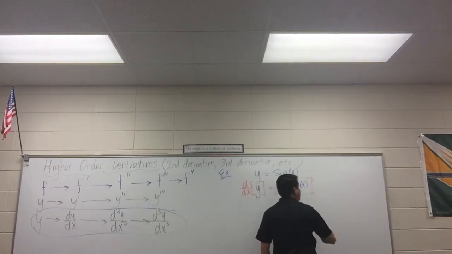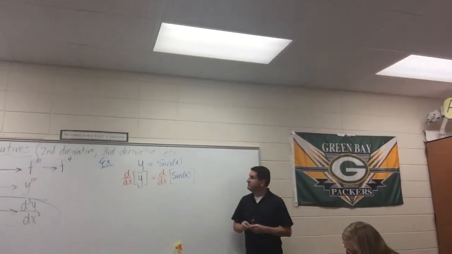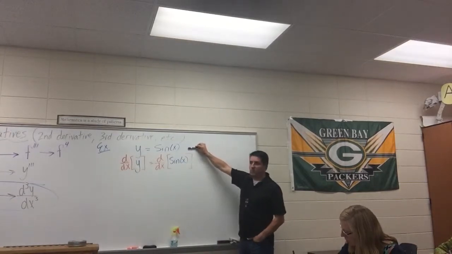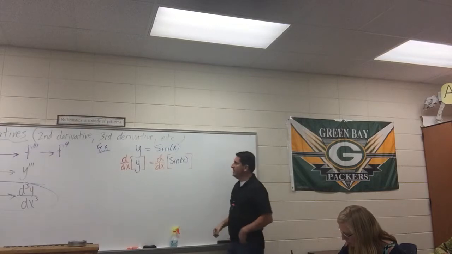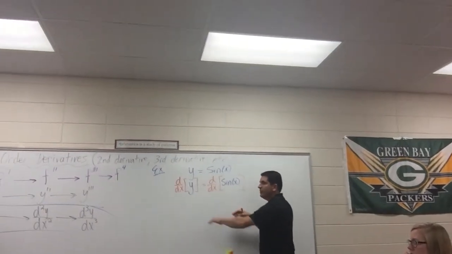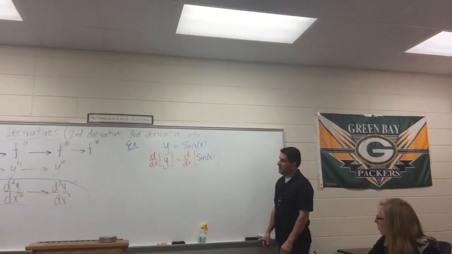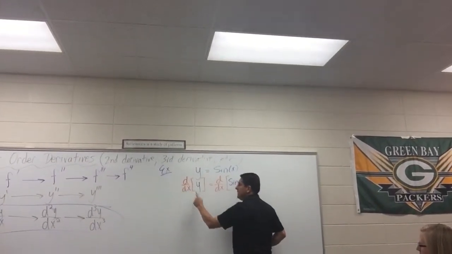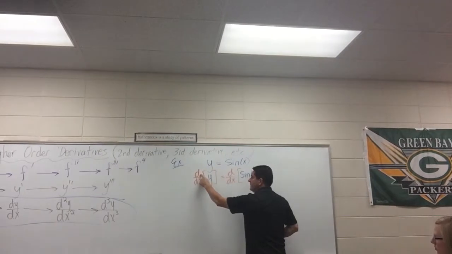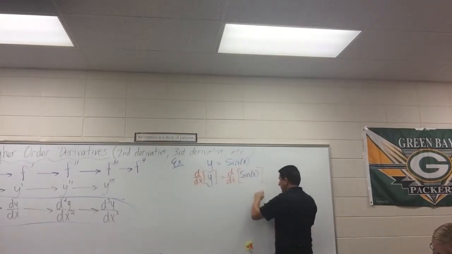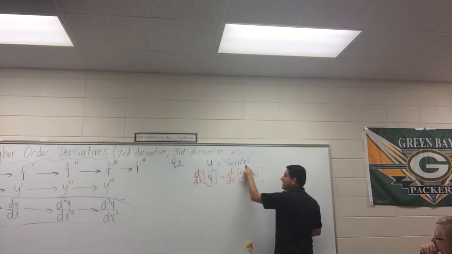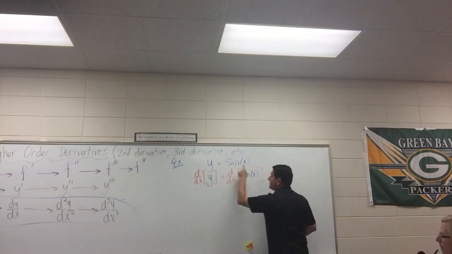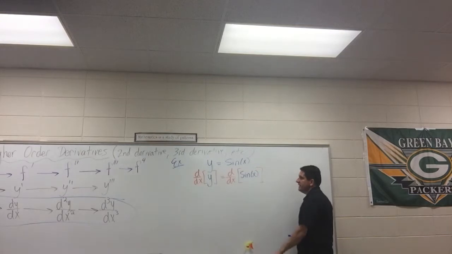So notice how I wrote that. This was the original equation, y is equal to the sine of x. And then I'm going to apply the derivative to both sides. So this notation here, the top d means find the derivative. The x tells you what variable is supposed to be in here, and this one's supposed to have x's in it, and it does. This variable has to match the variable that's in it.